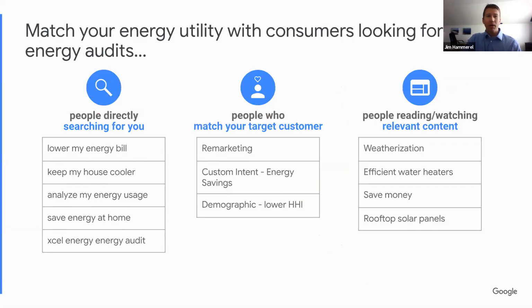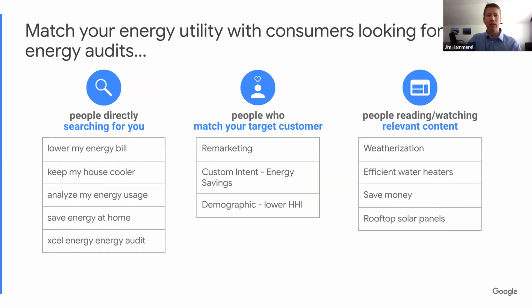So ultimately, we just want to be there, making sure that we match what your customers are looking for when they're looking for it. So as people are searching, we're using target keywords like lower my energy bill, keep my house cooler, analyze my energy usage, etc., even branded keywords, Excel energy audit. After they understand and recognize that your energy utility is offering an energy audit that's free to them, or even at low cost, they're going to start searching for that. And so you want to be there with those branded keywords to make sure that you capture those conversions when people are ready.